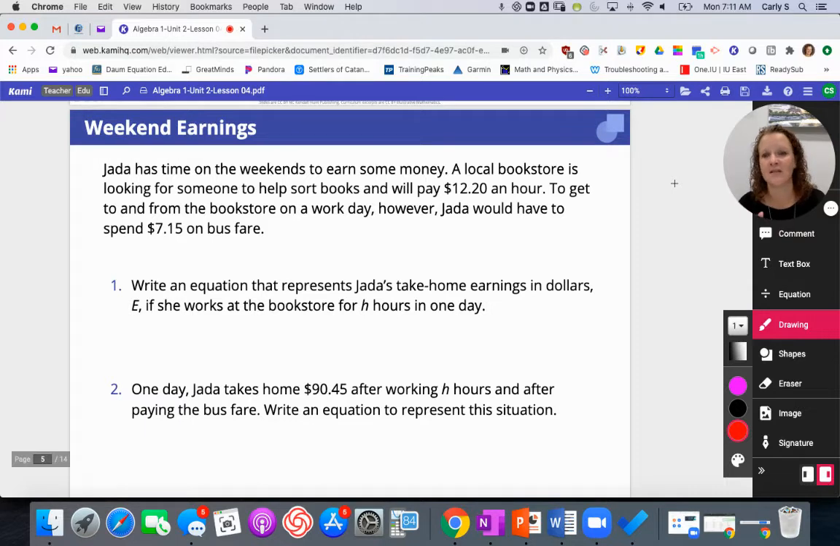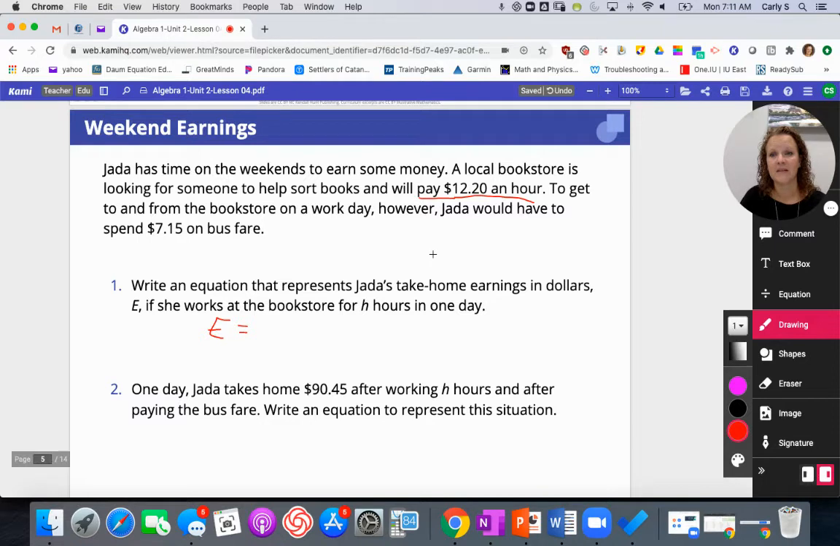Because the first question is, write an equation that represents Jada's take-home earnings in dollars, E, if she works at a bookstore for 8 hours in one day. So I know that I want E equal to, okay? Now she's looking for someone to help sort books, pay $12.20 an hour. That's a good paying job.